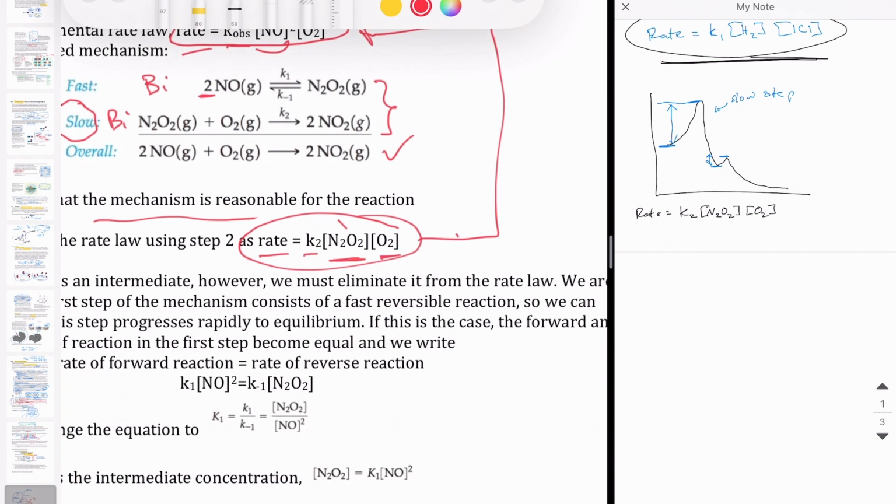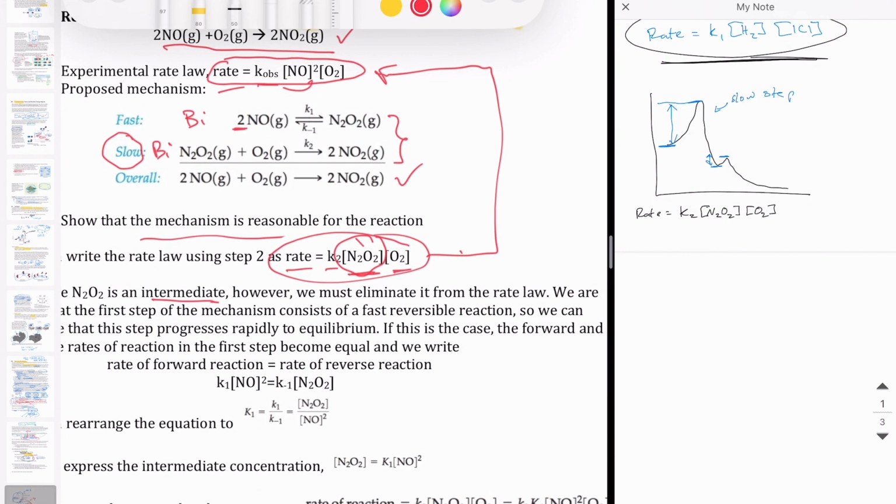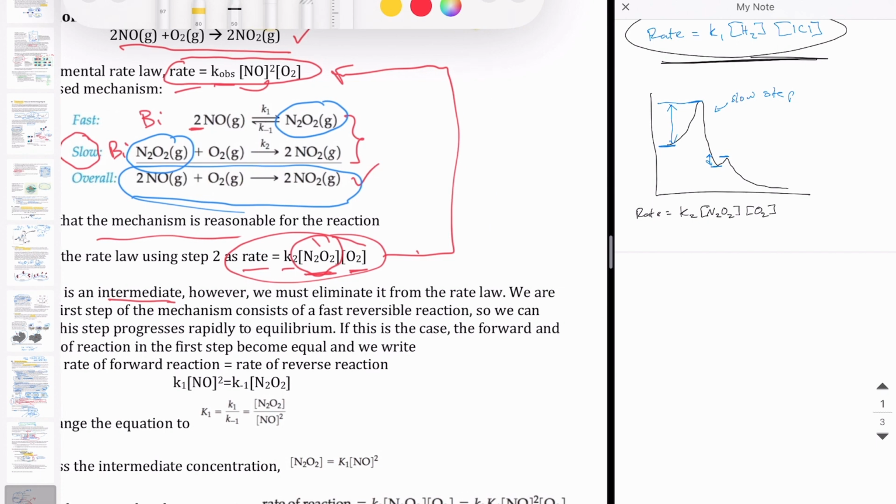The reason is that N2O2 is an intermediate. It's a species that's produced in one step and consumed in the second step, so it doesn't show up in the overall reaction. It's not present at the beginning or at the end. So you don't want to write a rate law using something that is not in the overall equation. You want to write a rate law using species that exist in the overall equation, whether they're reactants, products, or catalysts. So we need to think about how to rewrite this theoretical rate law so that it contains species that are either reactants, products, or catalysts.